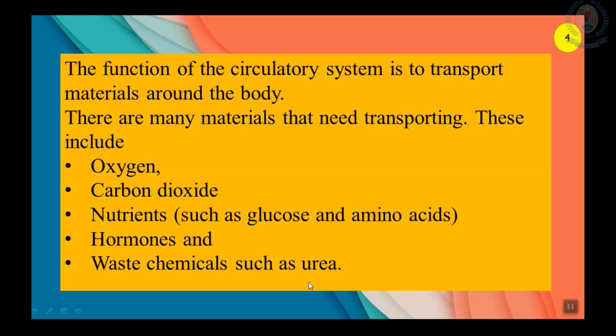The circulatory system is the transport system of the body, delivering oxygen and nutrients to the cells. It takes away waste materials such as carbon dioxide back to the lungs. It transports hormones, allowing communication to occur between body systems.